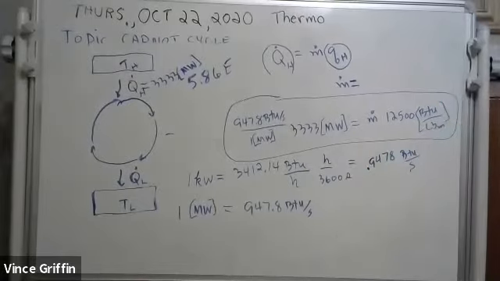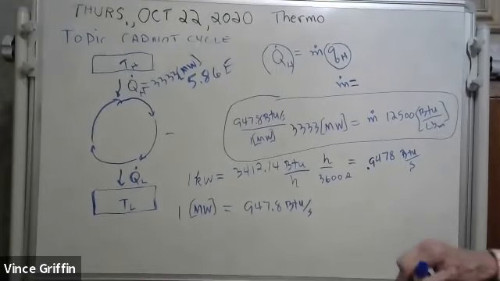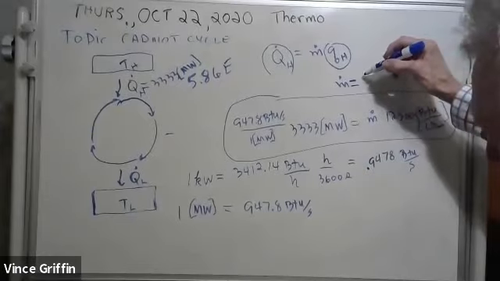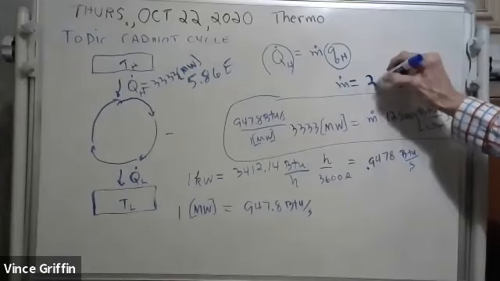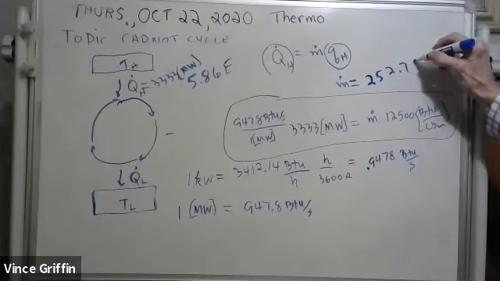Okay, well, let's see. Here goes. I got 9.1 times 10 to the 5 pound mass per hour. Just a minute here. I'm almost there. And let's see, 947.8 times 3333 divided by 12,500. What'd you get for m-dot? 9.1 times 10 to the 5 pound mass per hour. How come I'm getting 252.7?